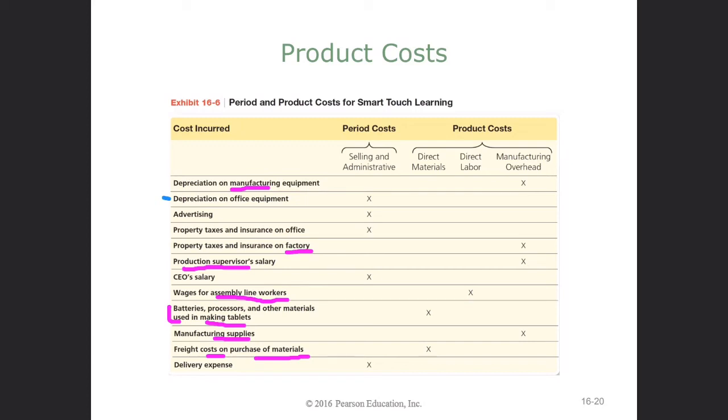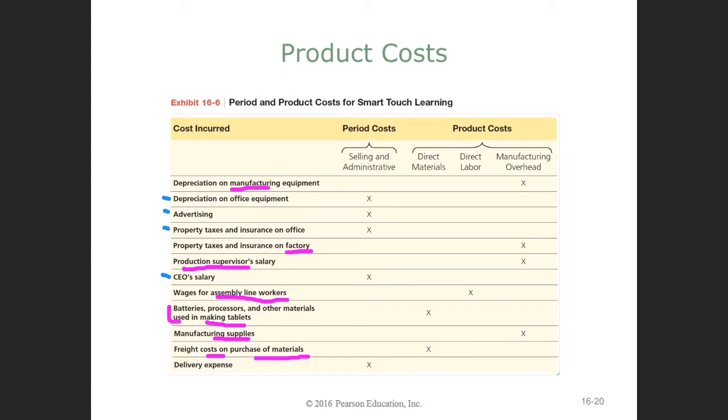Our advertising is not something that's going into the creation of the tablet. After we create the tablet, now we're marketing our tablets, but it's not something that was required in order to produce the product. So that's a period cost. Our property taxes and insurance on our office space have nothing to do with what we had to put into the product, so that's a period cost. Our CEO's salary is not directly associated with the product either, so that's a period cost.